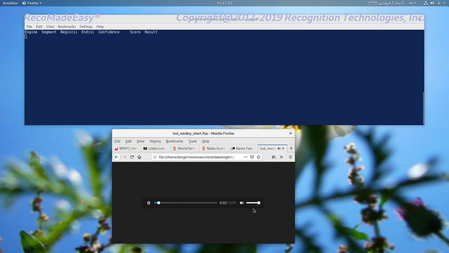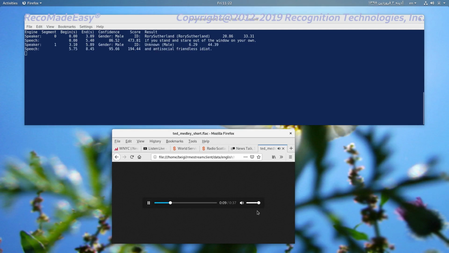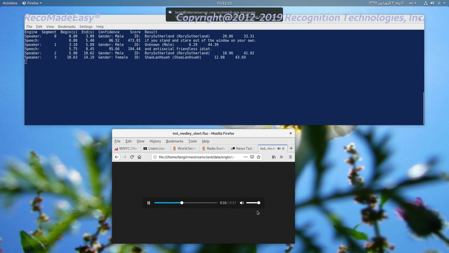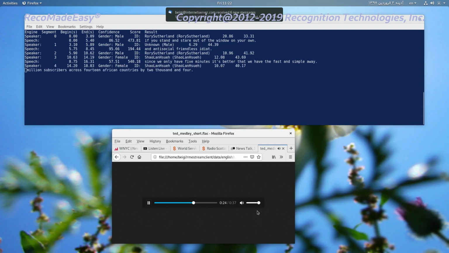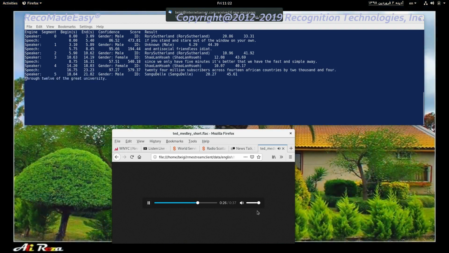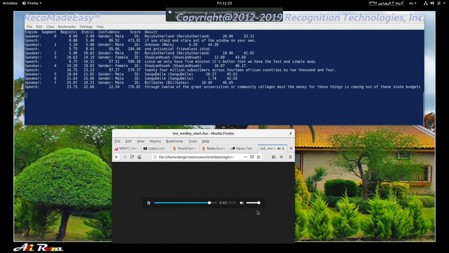If you stand and stare out of the window on your own, you're an antisocial, friendless idiot. Since we only have 5 minutes, it's better that we have a fast and simpler way. With 24 million subscribers across 14 African countries by 2004. Whether it's K through 12 or the great universities or community colleges, most of the money for those things is coming out of these state budgets. So this simple narrative equating Western demands and Chinese suffering is appealing.